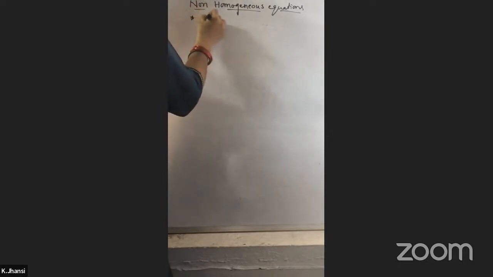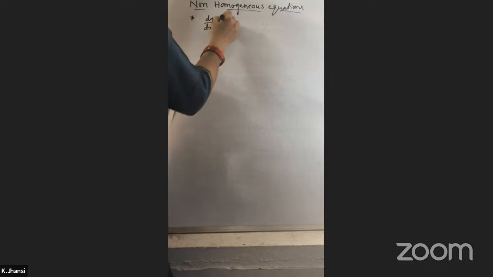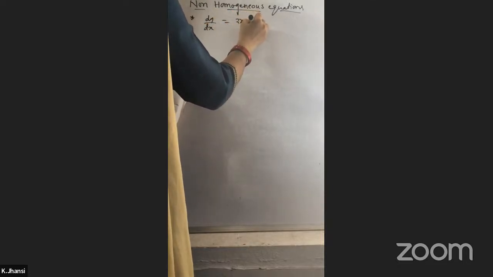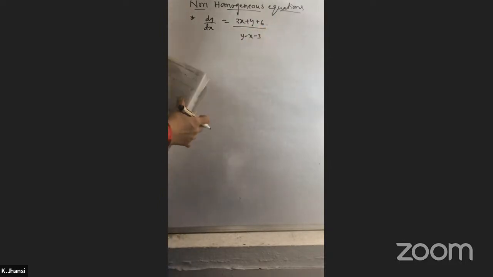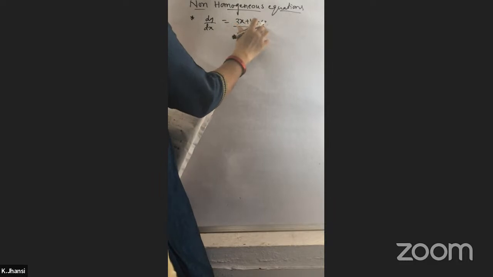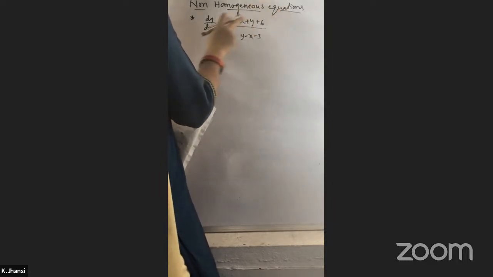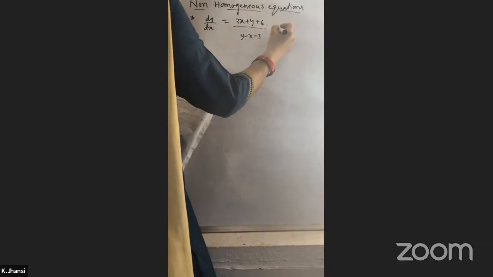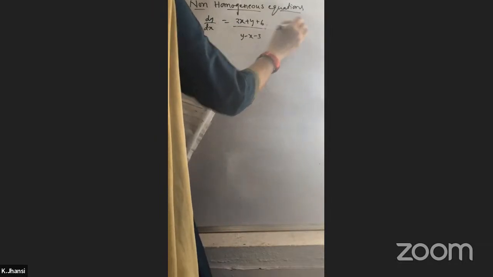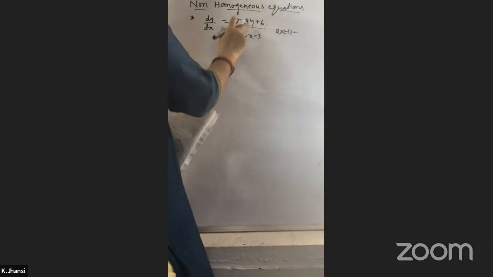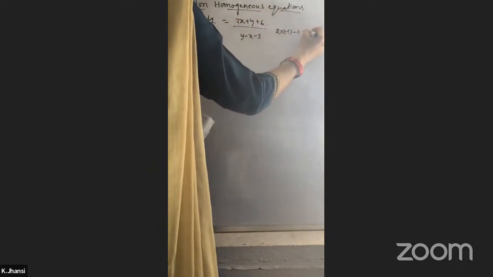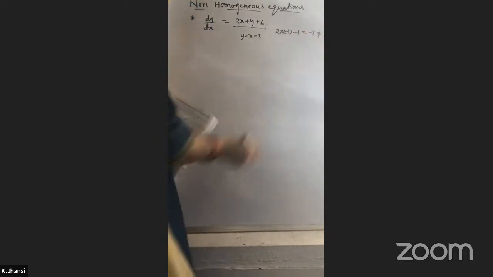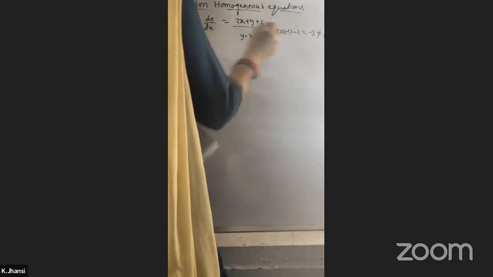So one more example is dy by dx. Already it is in the form of dy by dx equals to 2x plus y plus 6 by y minus x minus 3. Okay. Now you see this is a1, b1, c1, a2, b2, c2. a1 into b2 means 2 into minus 1, minus a2 into b1, so 1 into 1. So how much you will get? This is minus 2, minus 1 means minus 3, which is not equal to 0. So now you can apply here.